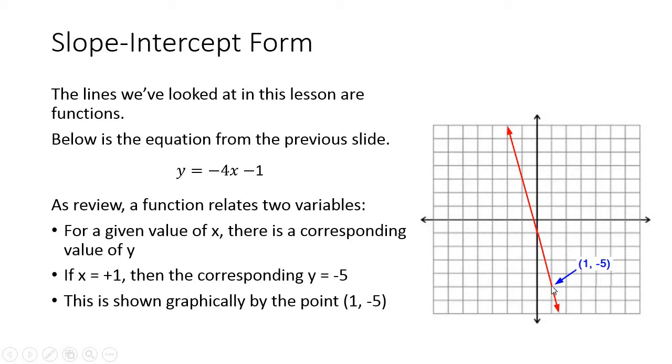So down here we have a +1 as our x value and a -5 as our y value. And this line again is shown here in slope-intercept form. If we plug in a 1 for our value of x, we get -4 times 1, which is -4, minus 1 is a -5. So y equals -5 is our corresponding value to x equals 1. And so you can pick any point on this line, and that'll work out the same in this equation here.